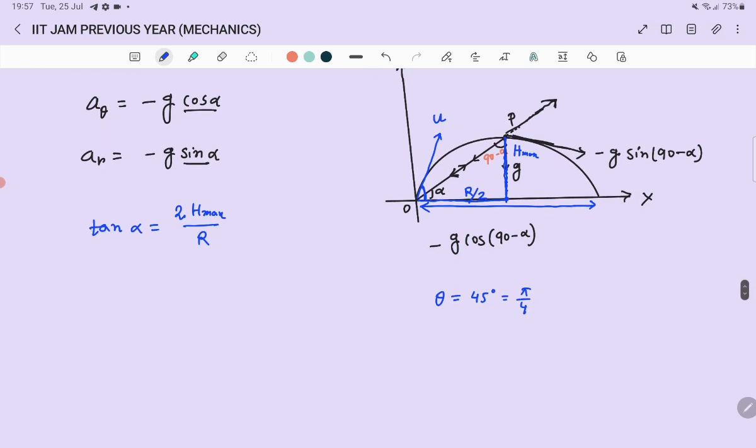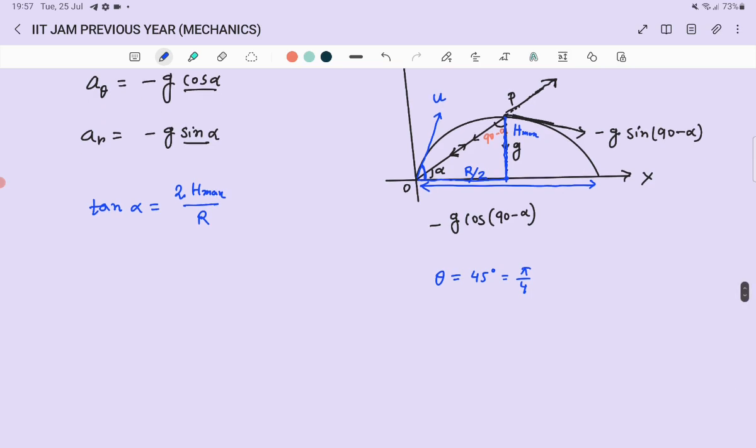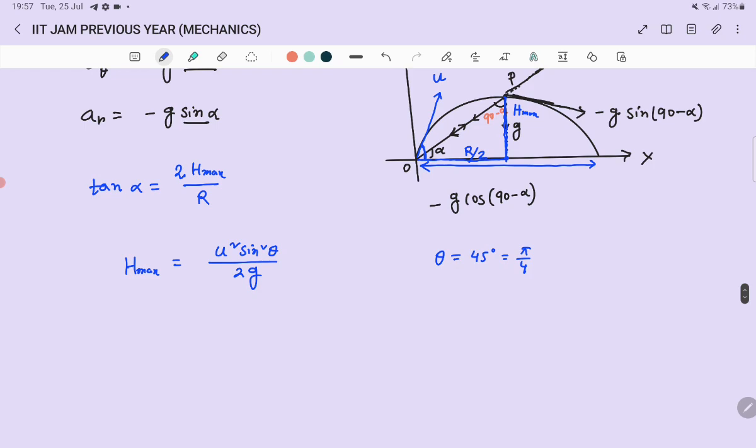Okay, so we can find out h max and r directly by using the relation. We know from projectile motion that the expression for maximum height h max is u square sin square theta upon 2g, and for range it will be u square sin 2 theta upon g.